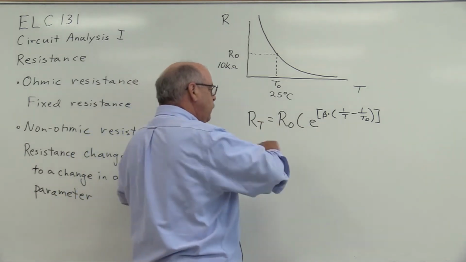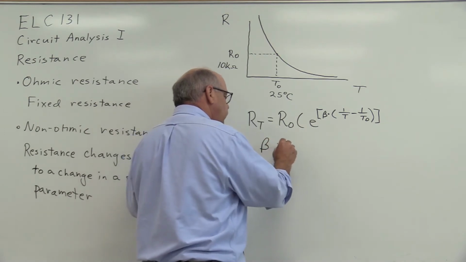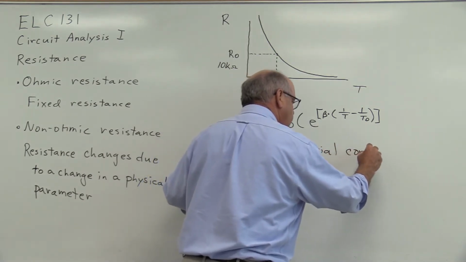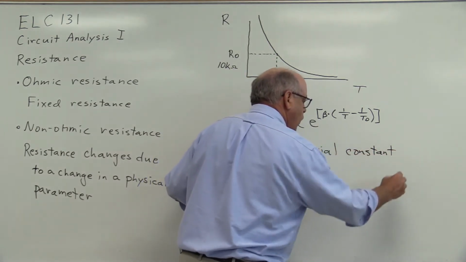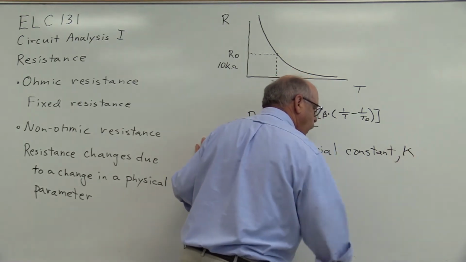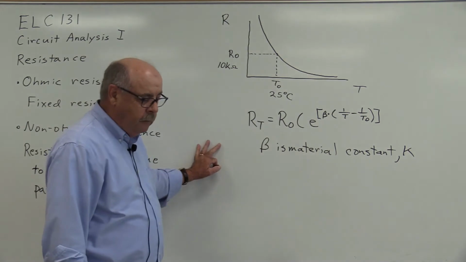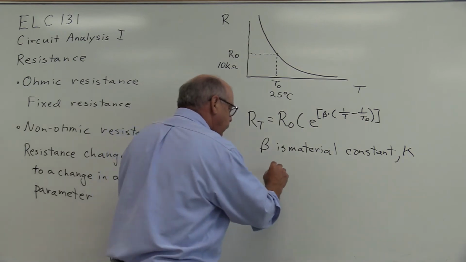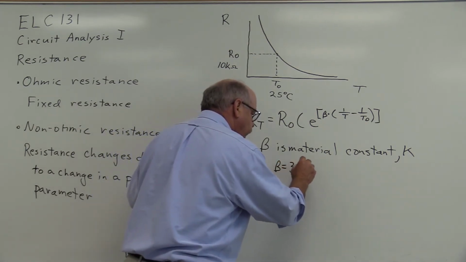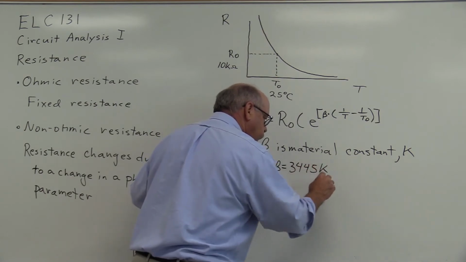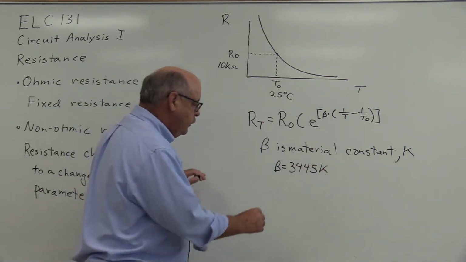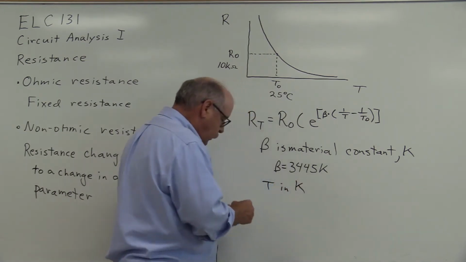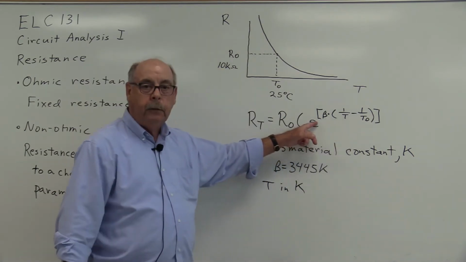Now, in this equation, beta is the material constant, and that is expressed in Kelvin. And the device that we're going to look at in the lab today has a beta value of 3,445 Kelvin. And in this equation, of course, temperature has to be expressed in kelvins so that all our units cancel in the exponent.